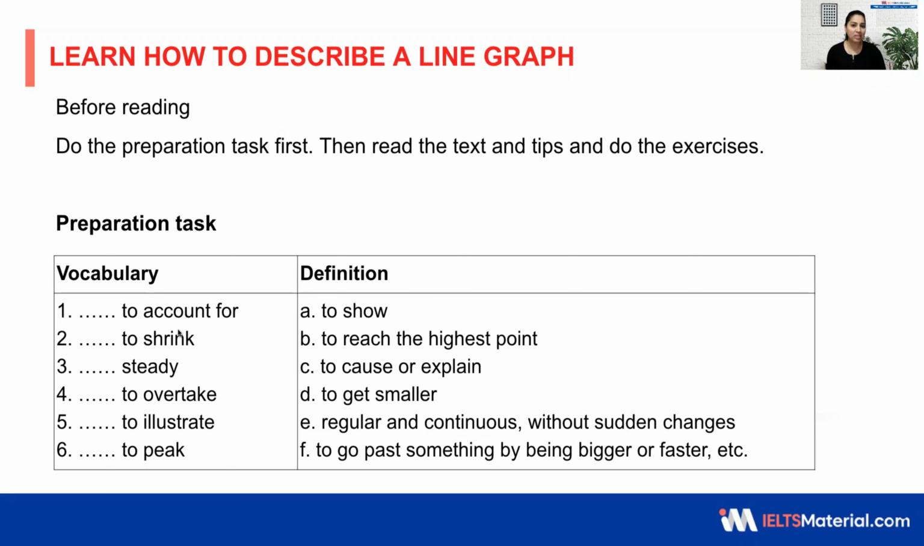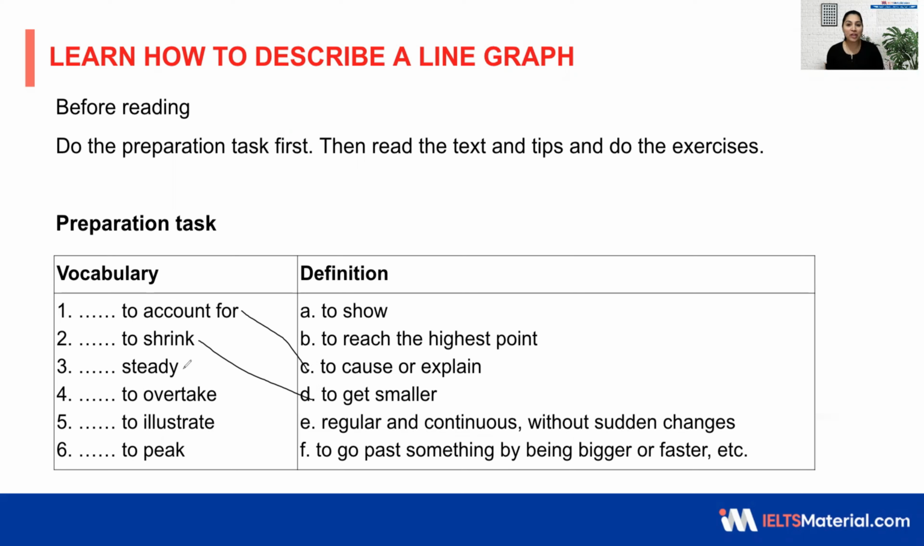So I will give you an example. The first one, to account for, means to cause or explain. The meaning of to account for is to explain something, and hence the answer is C. So my answer for the first one will match C. Next, you also have to give the answers. I am doing my exercise. To shrink means to get smaller. You shrink or you compress.